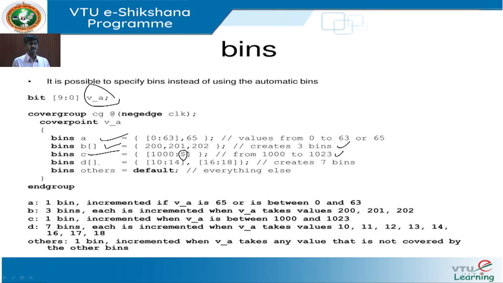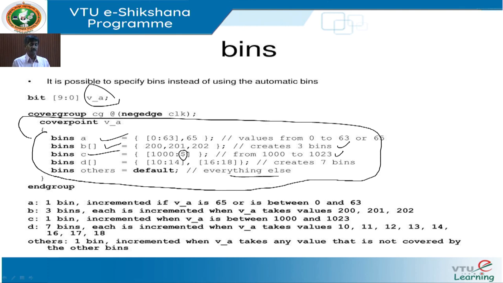So bins d is a bin which is dynamically declared between 10 to 14 and 16 to 18. So here 5, here 3, so totally it creates 7 bins. Bins others default, everything else. So we just explained how the bins will be created. You can create your own bins manually or you can create them automatically also.